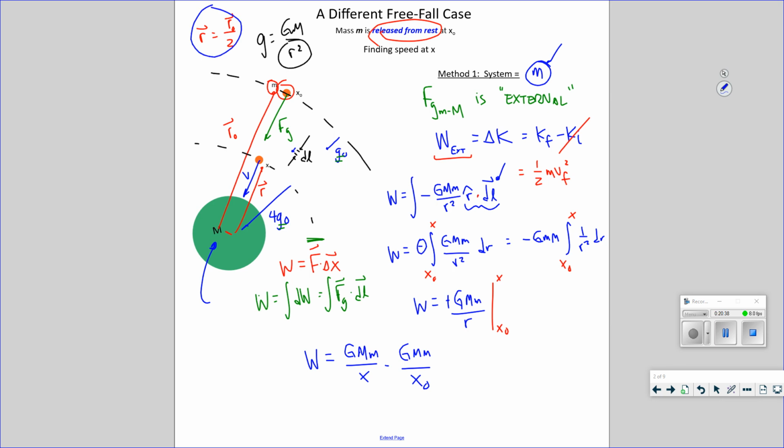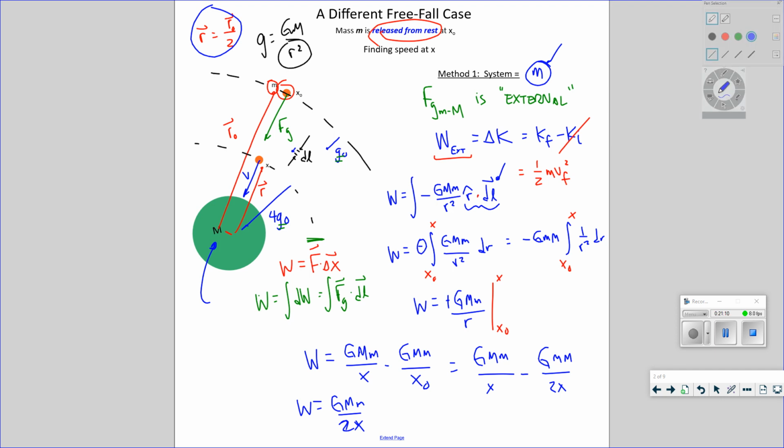And from here, x naught is twice as far away as x. So this is G M m over x minus G M m over 2x, right? And that work done is G big M little m over 2x. We get something minus a half of that something, and that's half of that something.